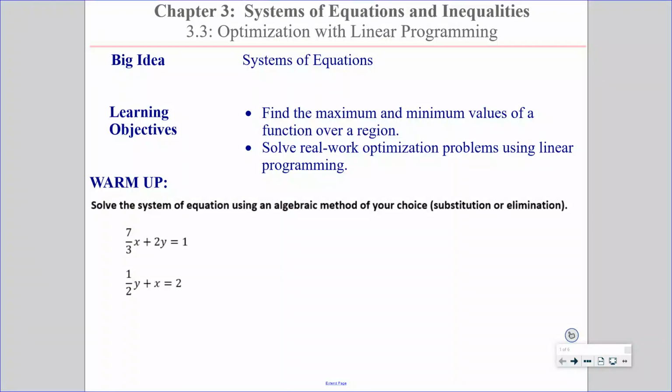Okay, this is lesson 3.3, day 1. We're going to spend 2 days on this lesson. Students, we're just working on this warm-up problem, solving a system of equations using an algebraic method of your choice. You can use substitution or elimination.